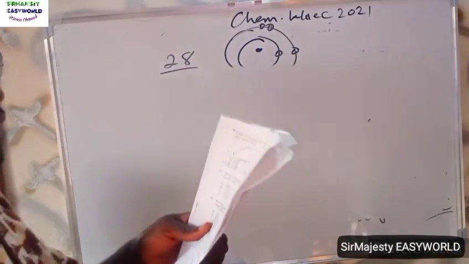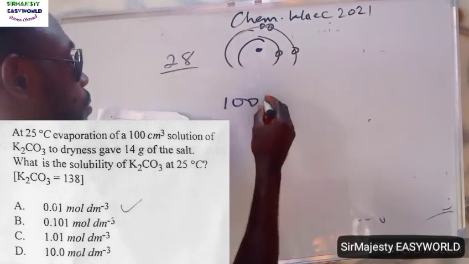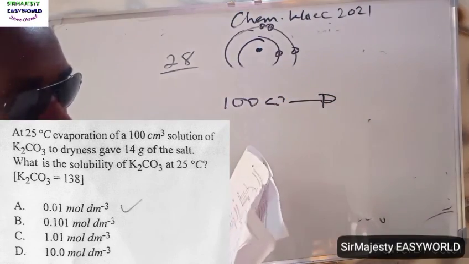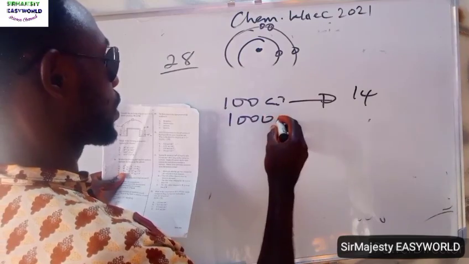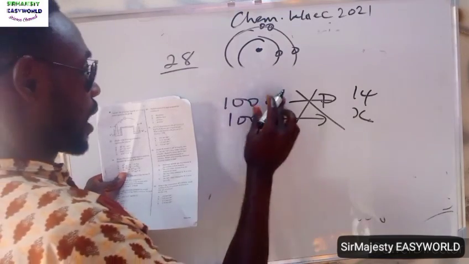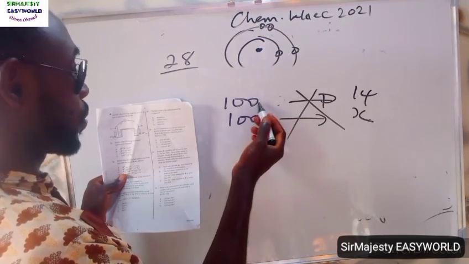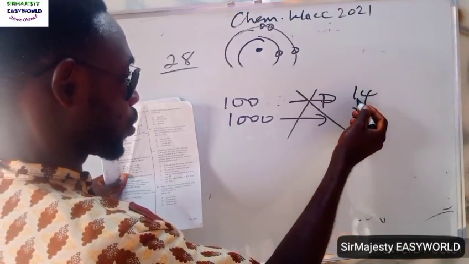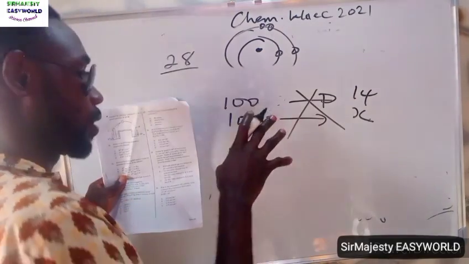First, find out the amount in 1000. They told us that on evaporation of 100 cm³, the 100 cm³ of the solution was able to give us 14 grams of the salt. So if 100 contains 14 grams, what will 1000 contain? You call it X. You can get the answer without even a calculator. How many times will you multiply 100 to get 1000? Times 10. So X will also be 14 times 10, which is 140. So X is automatically 140 by my cheat that I call the multiplication factor.